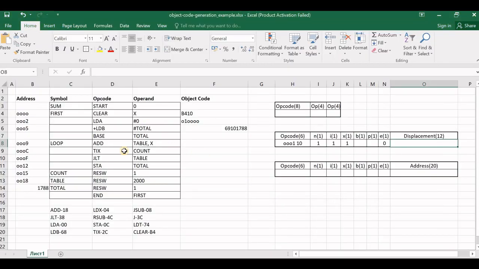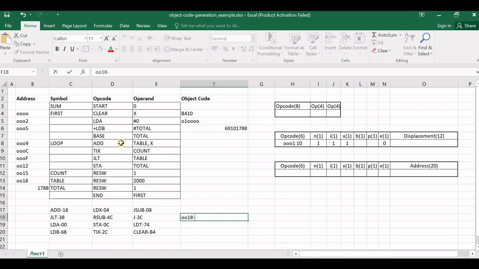So what is meant by target address? Target address is the address where the symbol table is defined. At which address is table defined? Table is defined at address 0018. This is the target address minus PC value.